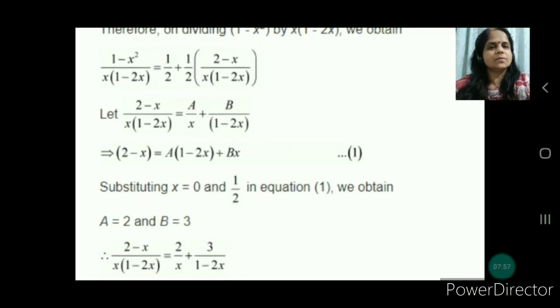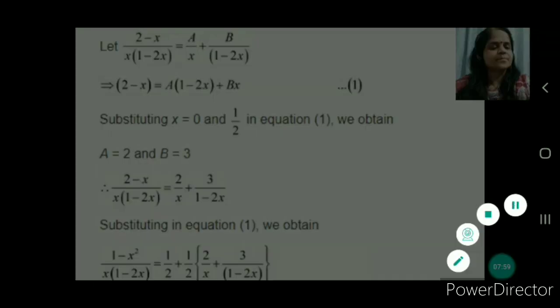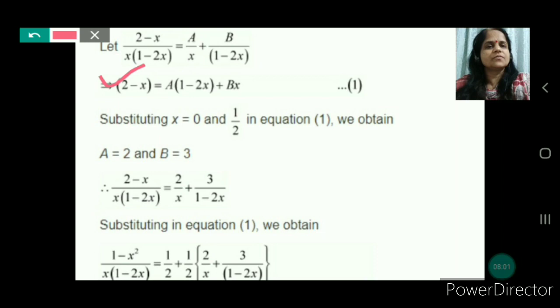Now take the LCM on both sides and compare the coefficient of x, or by substituting the x values you can find a and b. So by taking the LCM you will get 2 minus x is equal to a into (1 minus 2x) plus bx. Now substitute x equal to 0 in the equation first. So you will get a is equal to 2, and by x equal to 1 by 2 you will get b is equal to 3. So now the question becomes 2 by x plus 3 by (1 minus 2x).